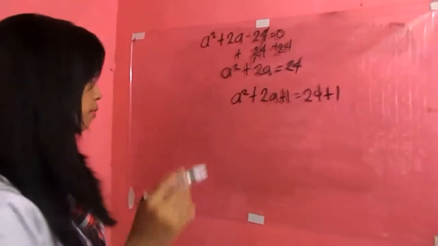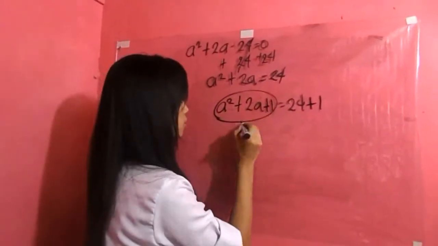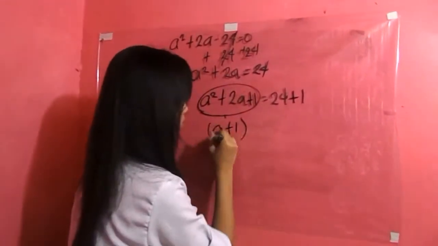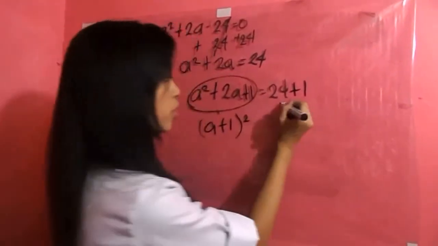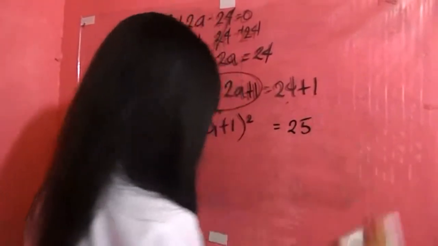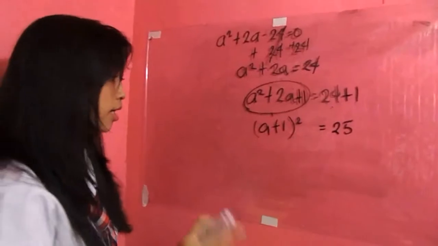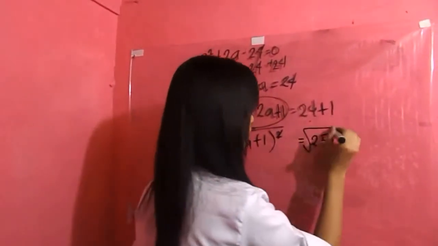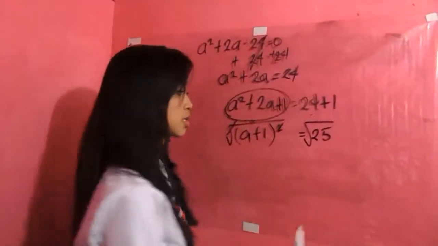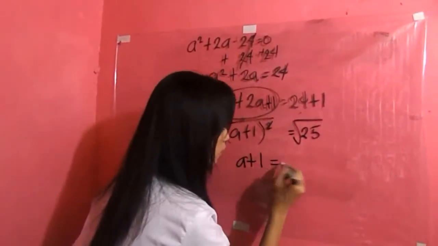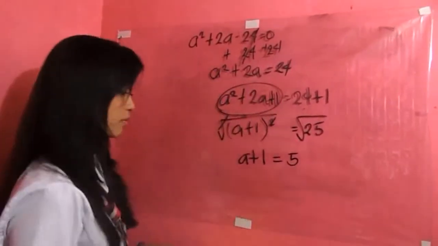This form can be factored: a plus 1 squared. Then 24 plus 1 is equal to 25. And get the square root. Cancel, cancel. Then the square root of 25 is 5. So the answer is a plus 1 equals 5.